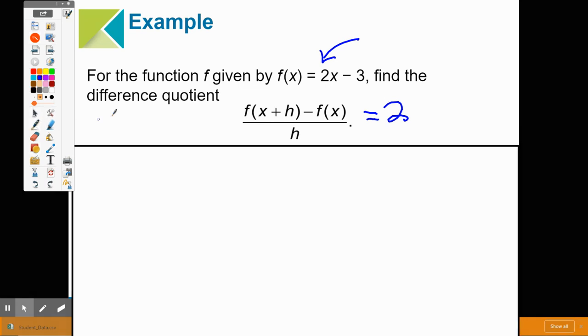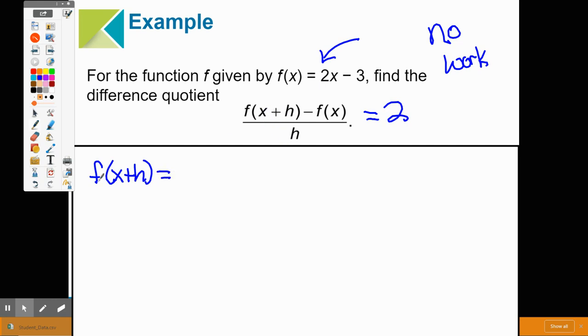But on a test or quiz, as soon as you see this question, you'll be able to go straight to the answer with no work on this. But I am going to show you what the work would look like. So the first thing you're going to do is take f of x plus h. If f of x is y, this is just a step away from that, some distance h away. We don't know how far.